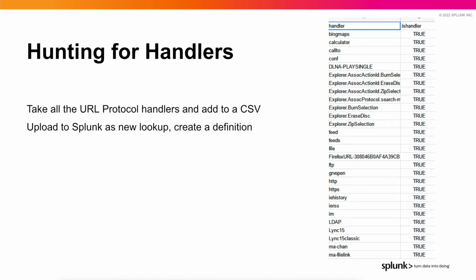So as I mentioned, I took those, I deduped them, I tossed them into a CSV, and this will be showcased in the demo, but basically now we can create a query that hits all of our command line data looking for these protocol handlers being used. It's as simple as just upload it to Splunk, give it a new lookup name, create that definition, and then write your query.